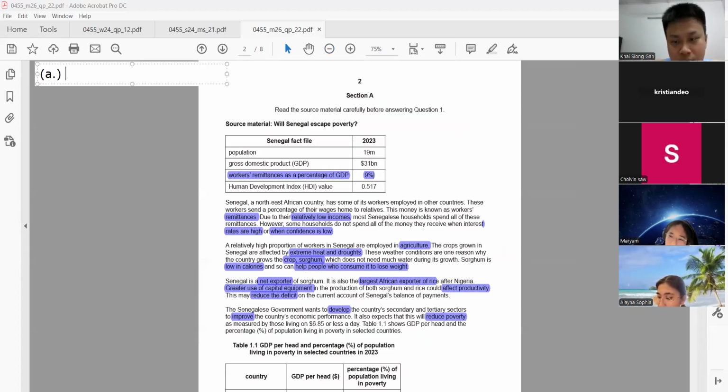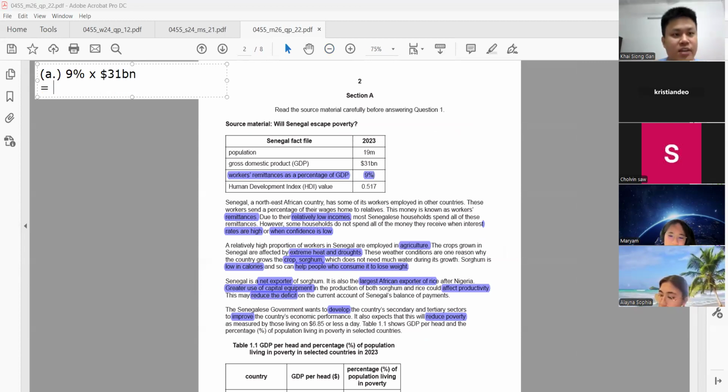Question A, 9% of 31 billion. Do I have a calculator or not? Today I don't have a calculator. Okay, 31 billion, 9% of 31, 9%. How much? Remember to write the unit: 2.79 billion.